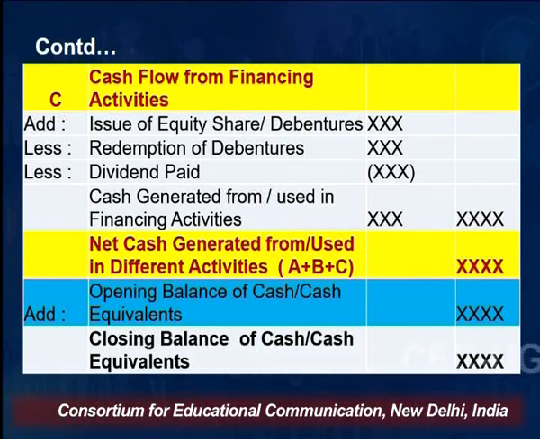You have to simply go for issue of equity shares, inflow. Redemption of debentures, outflow. Dividend you have paid, it is a kind of outflow, and then you will arrive at cash generated from or used in financing activities. Once it is done, you have to aggregate the cash generated from or used in all three activities, A plus B plus C, and you will arrive at net increase or decrease in cash. Once it is calculated, very simple, add opening balance of cash into it to arrive at closing balance of cash and cash equivalent.